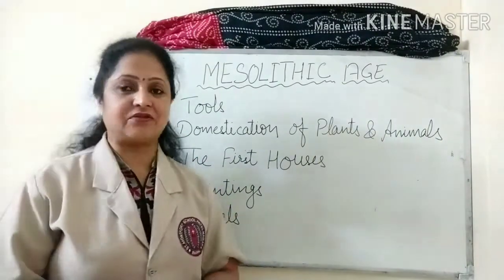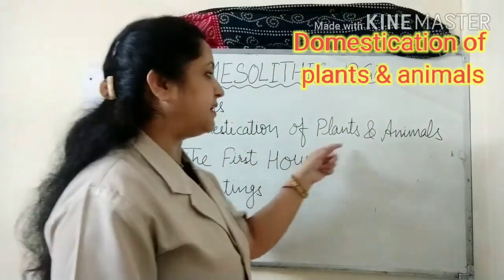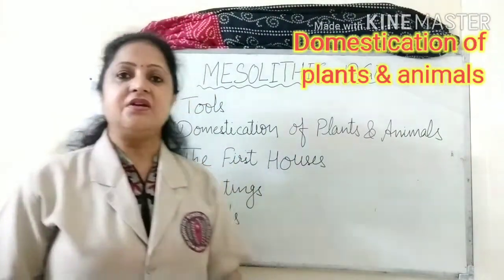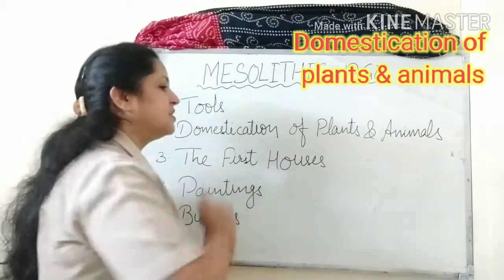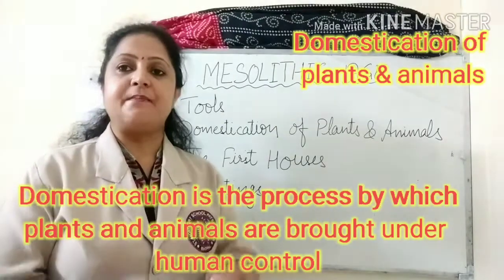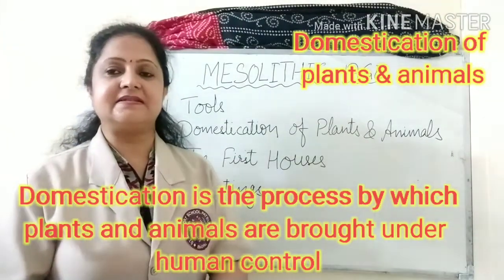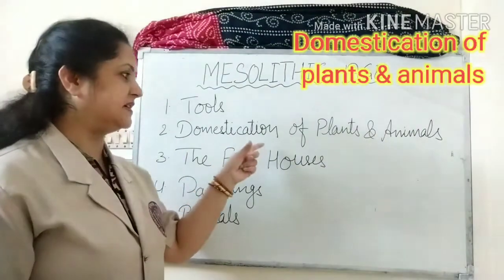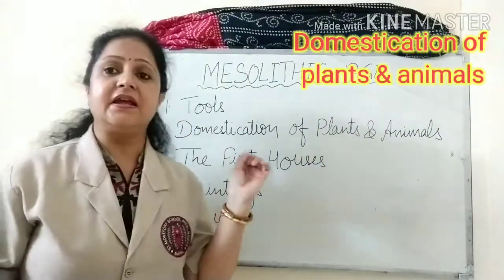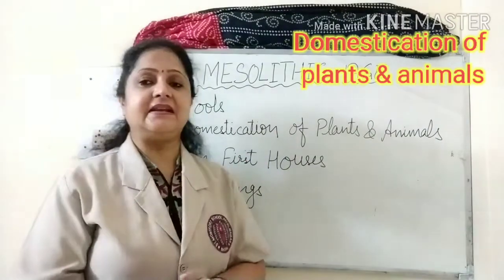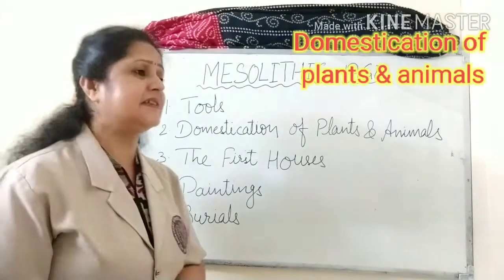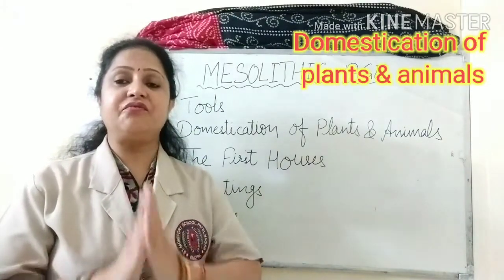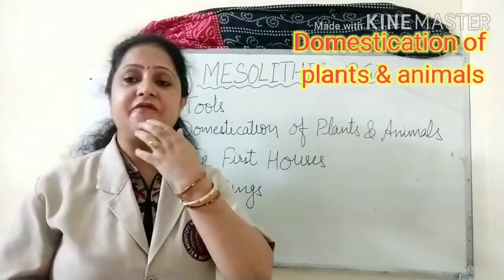Now we will start with our next topic, and this next topic is domestication of plants and animals. Before starting with this new topic, we should know the meaning of domestication. Domestication is the process by which plants and animals are brought under human control. Okay, so this is the meaning of domestication. During the Mesolithic age, man learned to grow crops as well as tame animals. During this age, man discovered that there were many grasses having great food value. These grasses were wheat and barley.